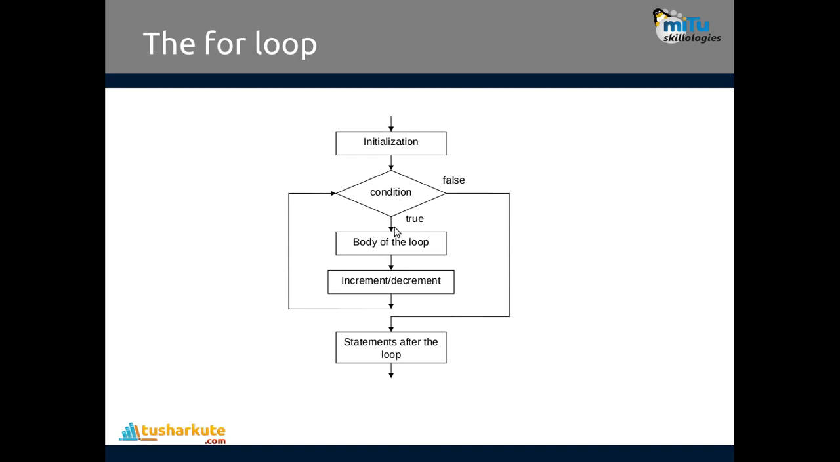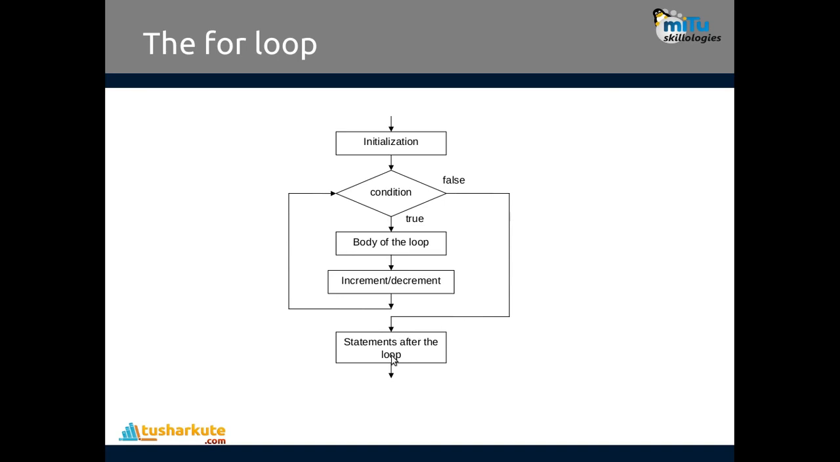So we are going to have the body of the loop here when the condition is true. Then the increment or decrement of the counter, whatever you have to do, will be done. And after this, again you check the condition. When the condition is true, we go inside the body of the loop and continue, and when the condition becomes false, we come out of the loop and continue with the rest.